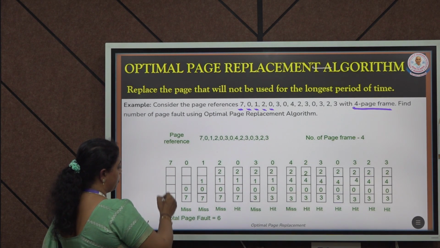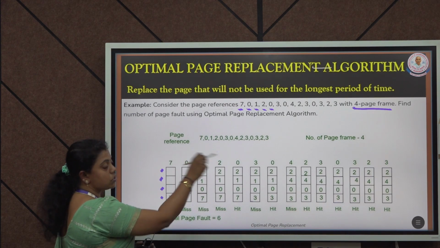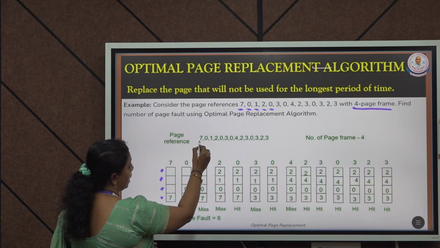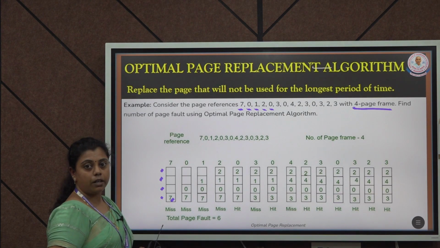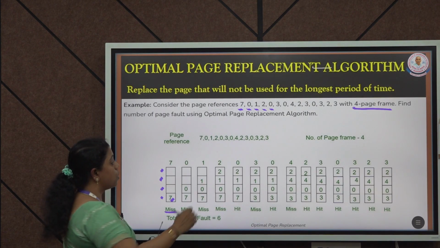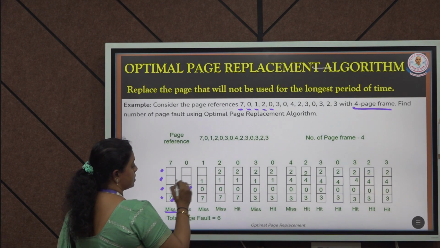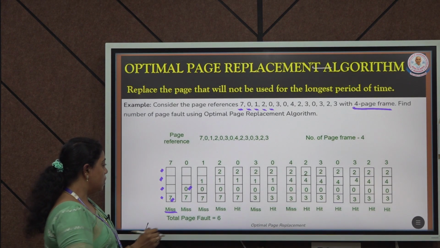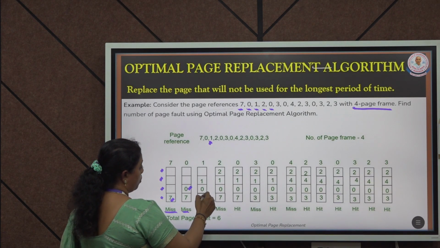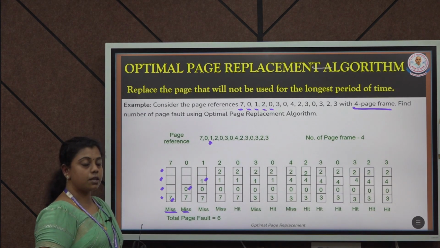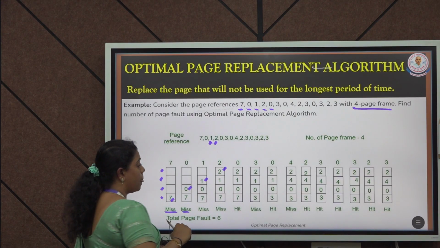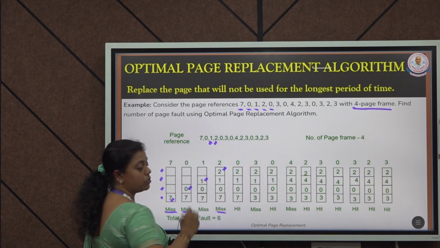I have considered 4 page frames here, and I am going to fix all these page references in the frames. First, initially I am going to fix 7. 7 is not present in the memory, so I fix it here, considered a page miss. The next number is 0. 0 is not present in the memory, so it is considered a page miss. The next string is 1. 1 is also not present, so it is a page miss. The next is 2. 2 is also not present, so here also it is a page miss.